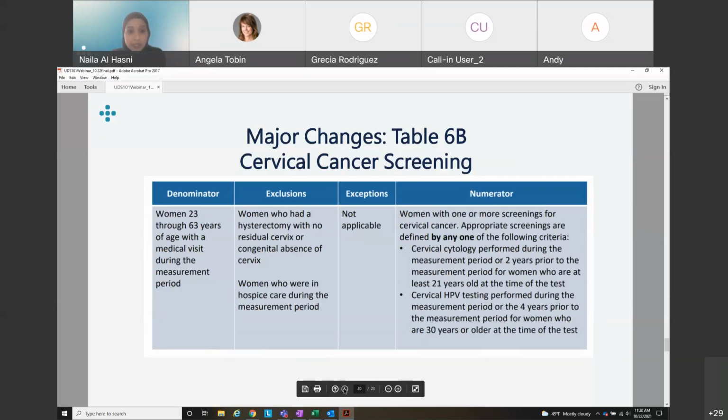And then some clarifications for this. Here we've included the exclusions, which are women who had a hysterectomy with no residual cervix or congenital absence of cervix, and women who were in hospice care during the measurement period. Just a reminder, cervical cytology and HPV testing are not acceptable via telehealth, so those services cannot be conducted via telehealth. And make sure you're including patients of all genders who have a cervix for the measurement assessment. Next slide, please.